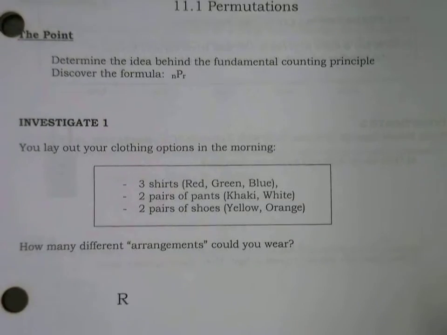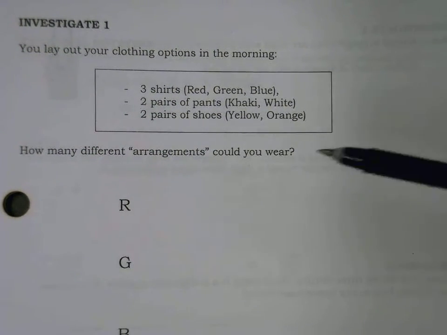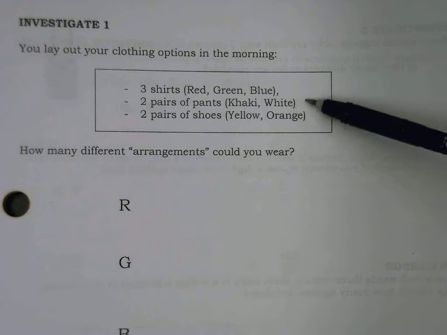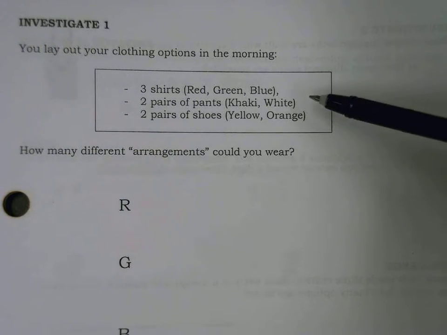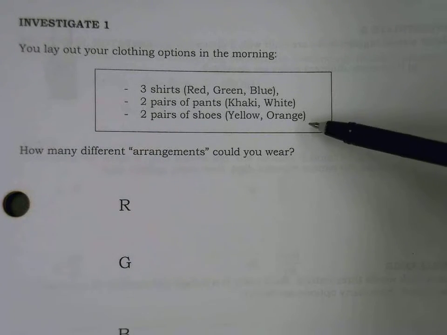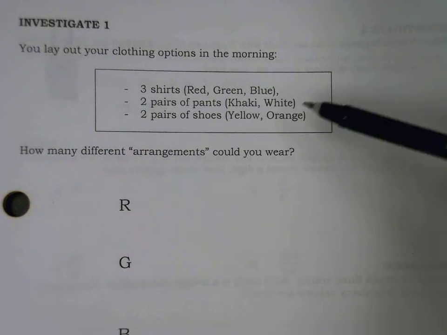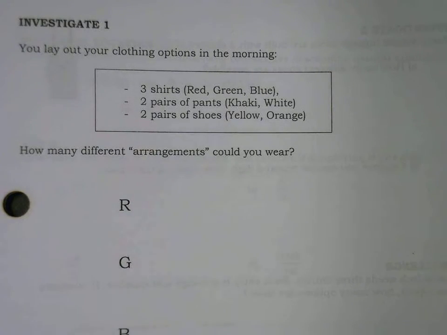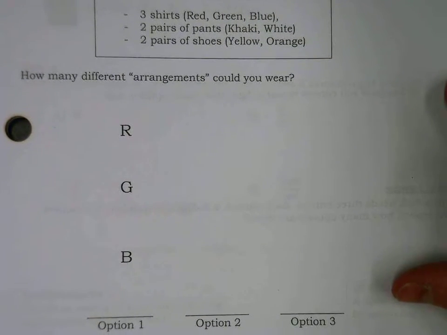So our first investigation is to talk about getting dressed in the morning, and you lay out your clothing in three different sort of options. You've got three shirts, you've got two pairs of pants, and you've got two pairs of shoes. So you could wear a red shirt, khaki pants, and orange shoes, and that would be considered one outfit or arrangement. The big question is, how many different arrangements could you wear?